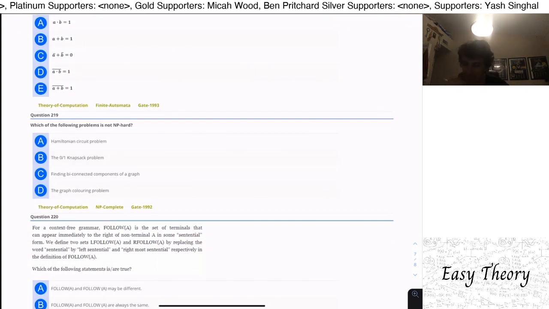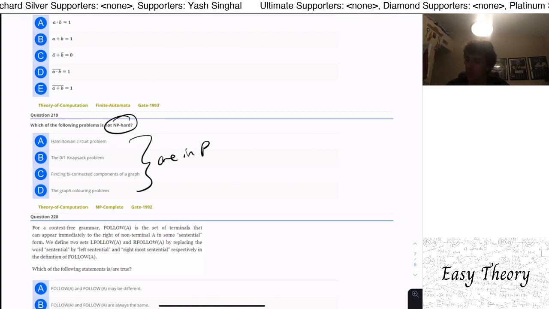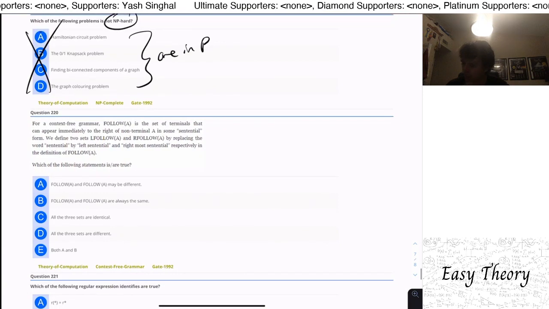Which of the problems is not NP hard? Actually, we don't know that. So all of these are in P, but we don't know if P is not equal to NP, so we can't actually conclude anything about that problem.